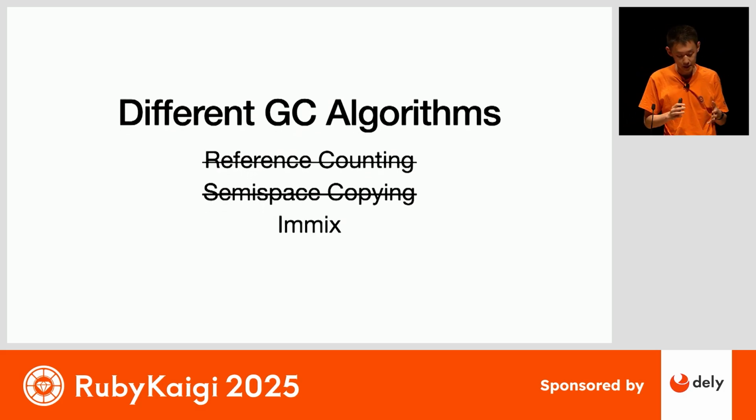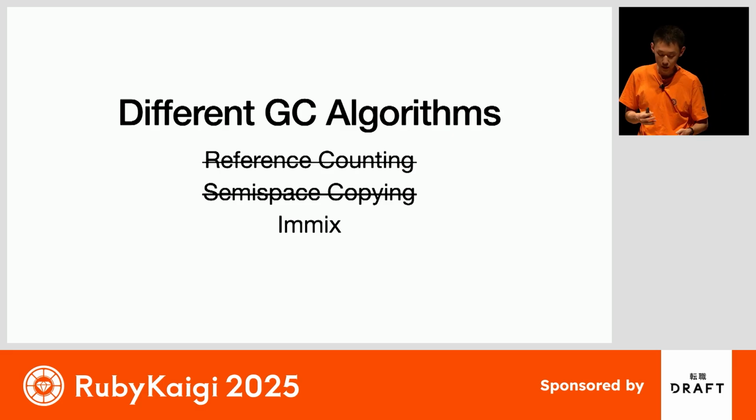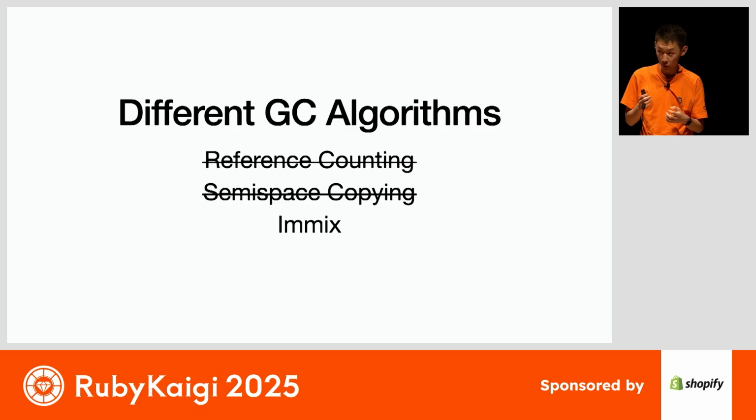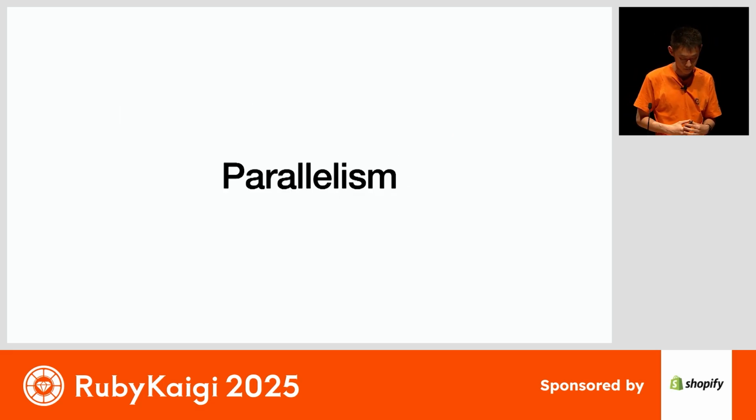IMMIX is a garbage collection algorithm that combines ideas from mark and sweep and semi-space copying. IMMIX splits the heap into many blocks, and using heuristics, it determines which blocks are most likely to be fragmented. Then during marking, it moves live objects in blocks that it determines to be the most fragmented. This gives us the benefits of semi-space copying because it moves objects during marking, and allows for pinning support because not all objects are required to move. So we can use this algorithm in Ruby.